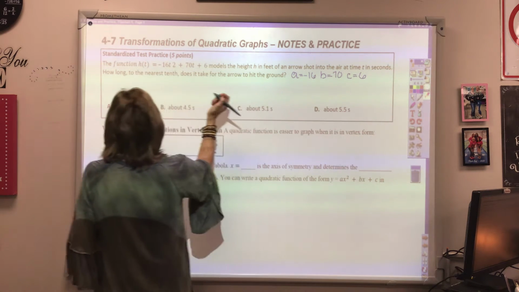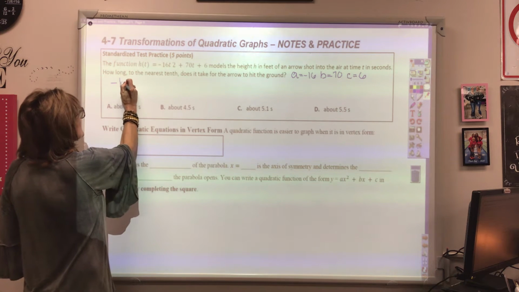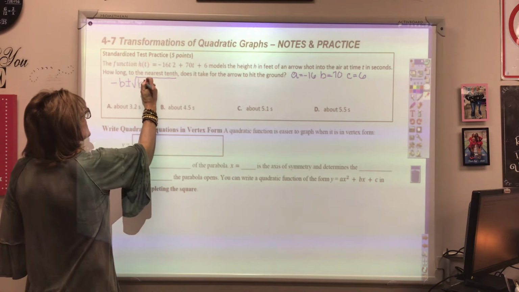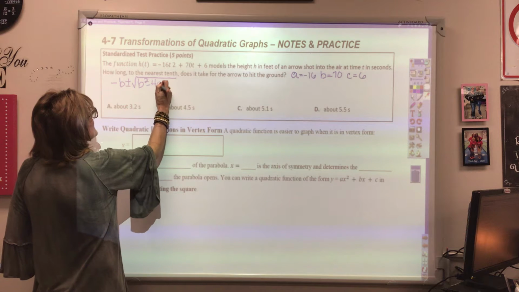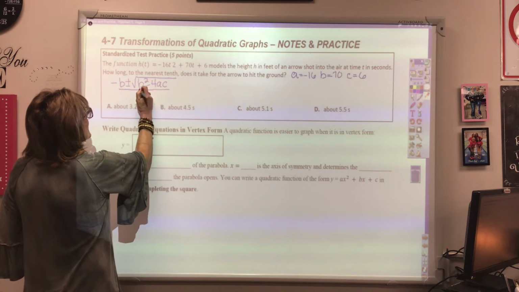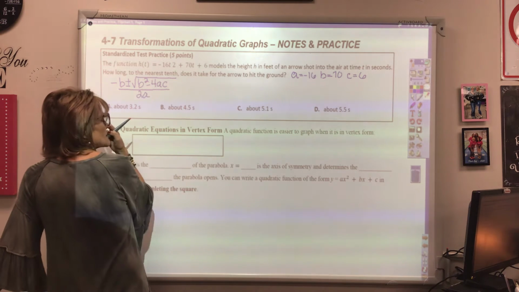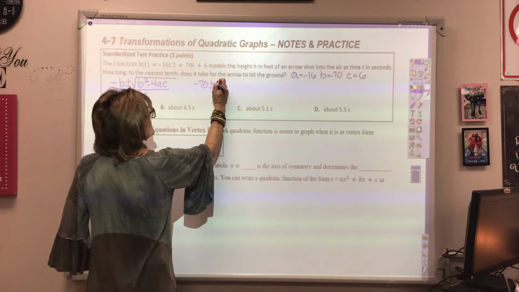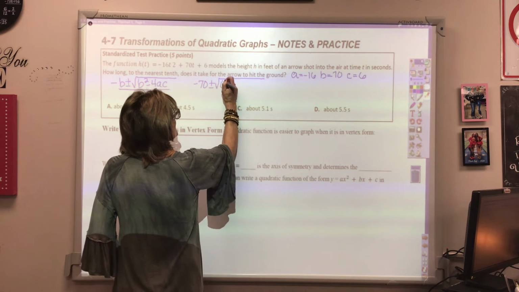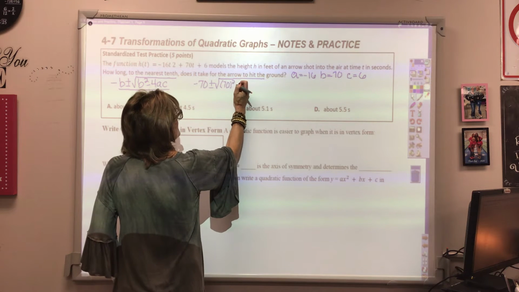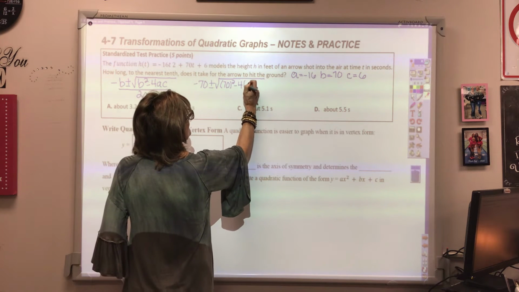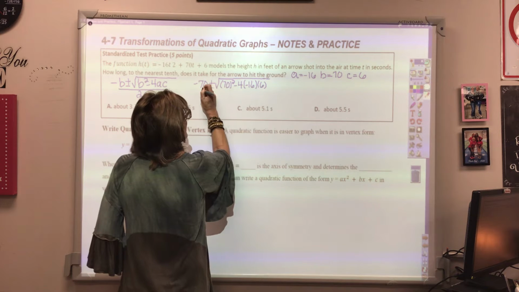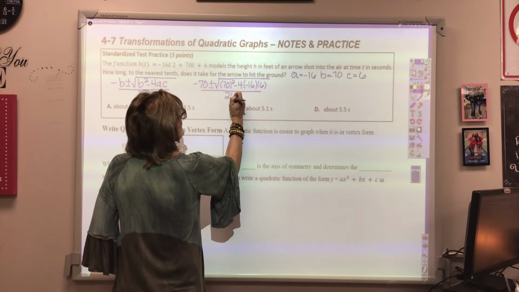Again, to remind you, the quadratic formula is the opposite of B plus or minus the square root of B squared minus 4AC, all divided by 2A. So we'll take the opposite of B plus or minus the square root of B squared minus 4 times A times C, all divided by 2 times A.